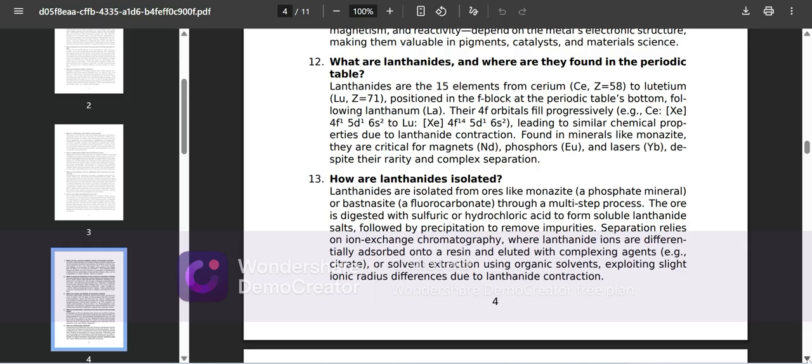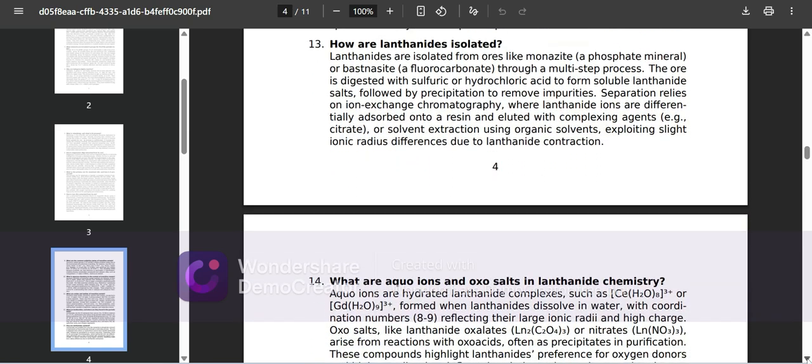Lu, 4f14 5d1 6s2, leading to similar chemical properties due to lanthanide contraction, found in minerals like monazite. They are critical for magnets, Nd, phosphors, Eu, and lasers, Yb, despite their rarity and complex separation.